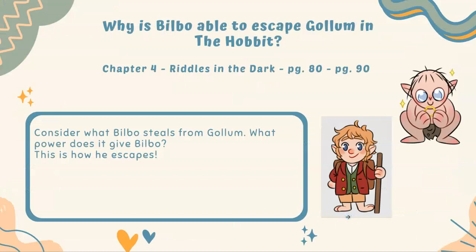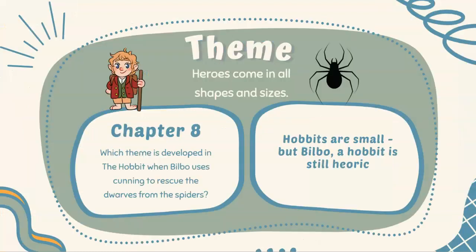As we continue on, I want you to consider, why is Bilbo able to escape Gollum in The Hobbit? Gollum and Bilbo are interacting in chapter 4, titled Riddles in the Dark. If you go back to pages 80 through 90, I want you to consider what Bilbo steals from Gollum. What power does this item give Bilbo? If you consider this and read towards the end of this chapter, you will know how he can escape Gollum.